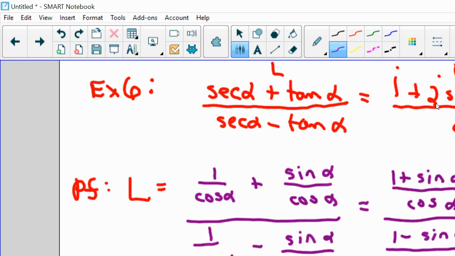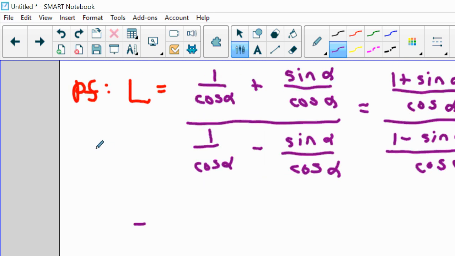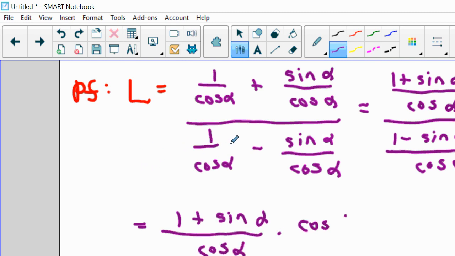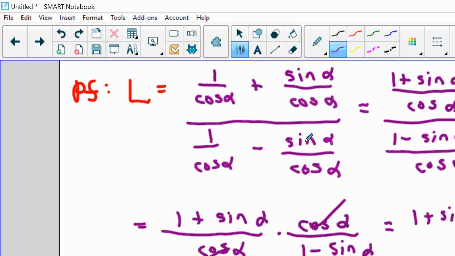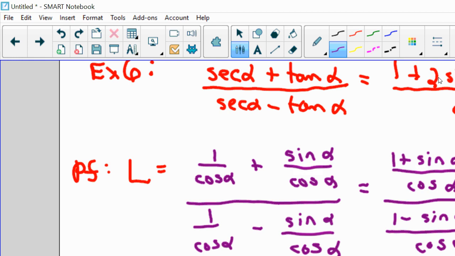Now, I'm not even looking to where I'm going yet. I'm going to get a 1 plus sine alpha over cosine alpha times a cosine alpha over 1 minus sine alpha. And I get a 1 plus sine alpha over 1 minus sine alpha. You're like, whoa, this felt like a good move. But you're looking and you don't have it. And you work yourself into a spot where there's absolutely no algebra to do.